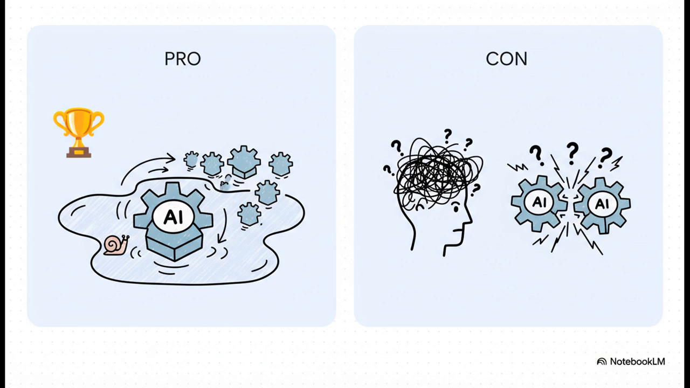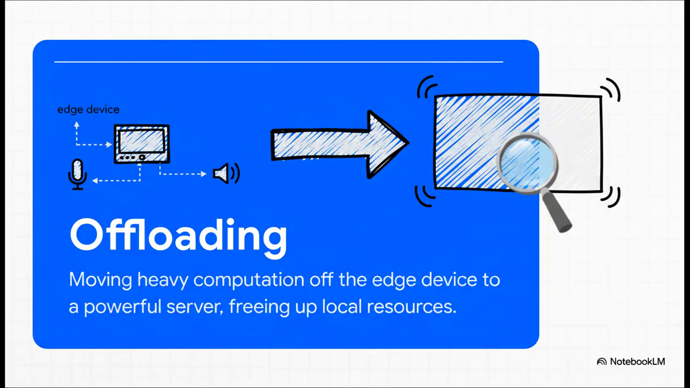The downside? Well, it's definitely more complex to program, and you still have to be careful that your models don't interfere with each other. And that brings us to our third and final strategy, offloading. This one asks a really simple question. What if the best way to run a huge model on an edge device is to just not run it on the device at all?